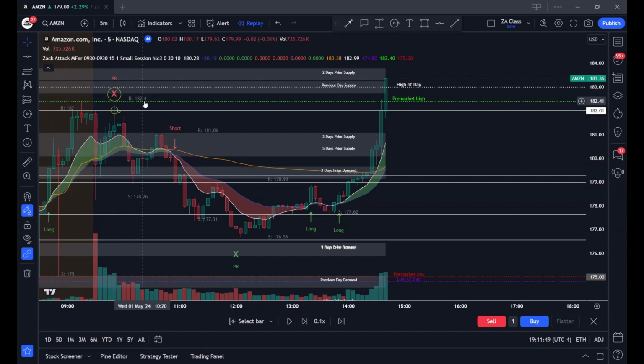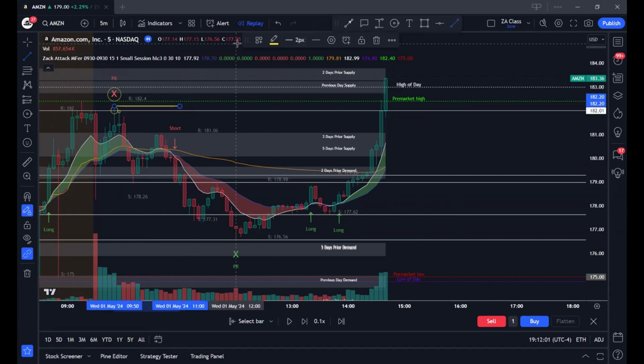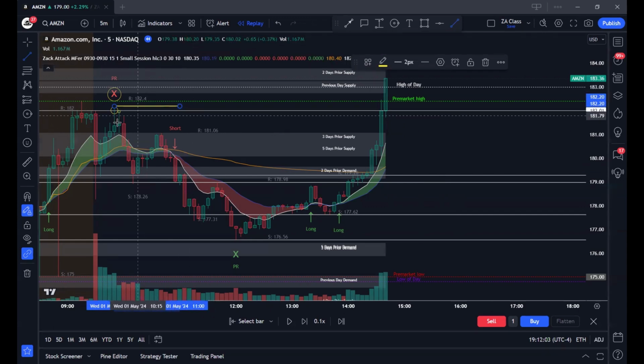The way that I like to take these typically is I'll make my risk the top of the candle wick on the PR signal. So if I just draw a horizontal line here, I can call that my stop loss. And what I'm looking to do is I'm always looking to take these PR signals to the EMA cloud.